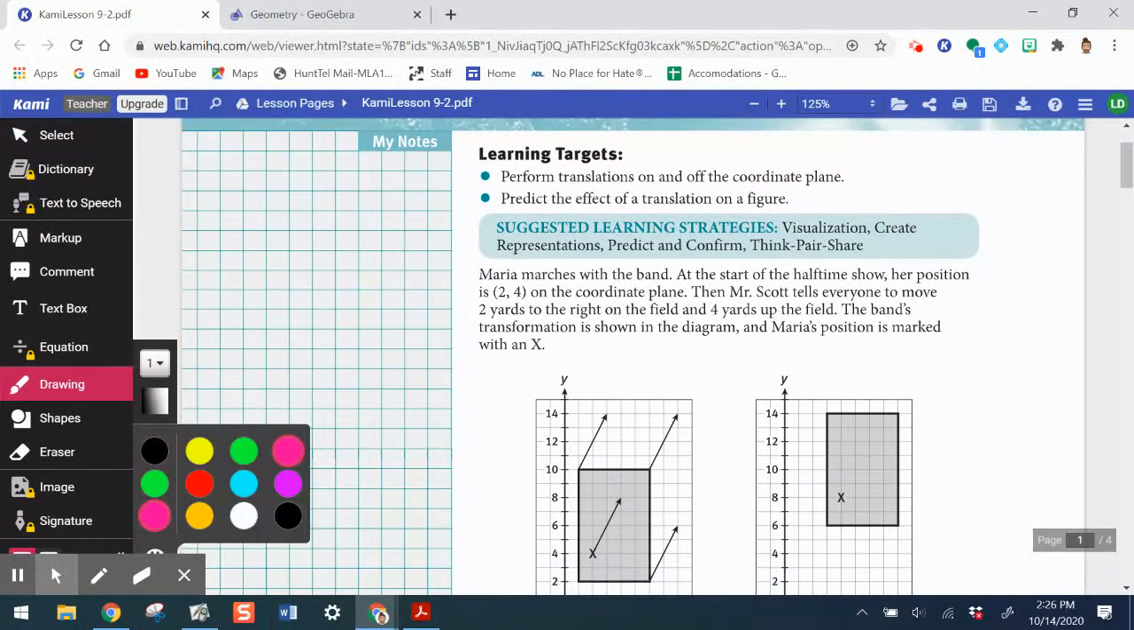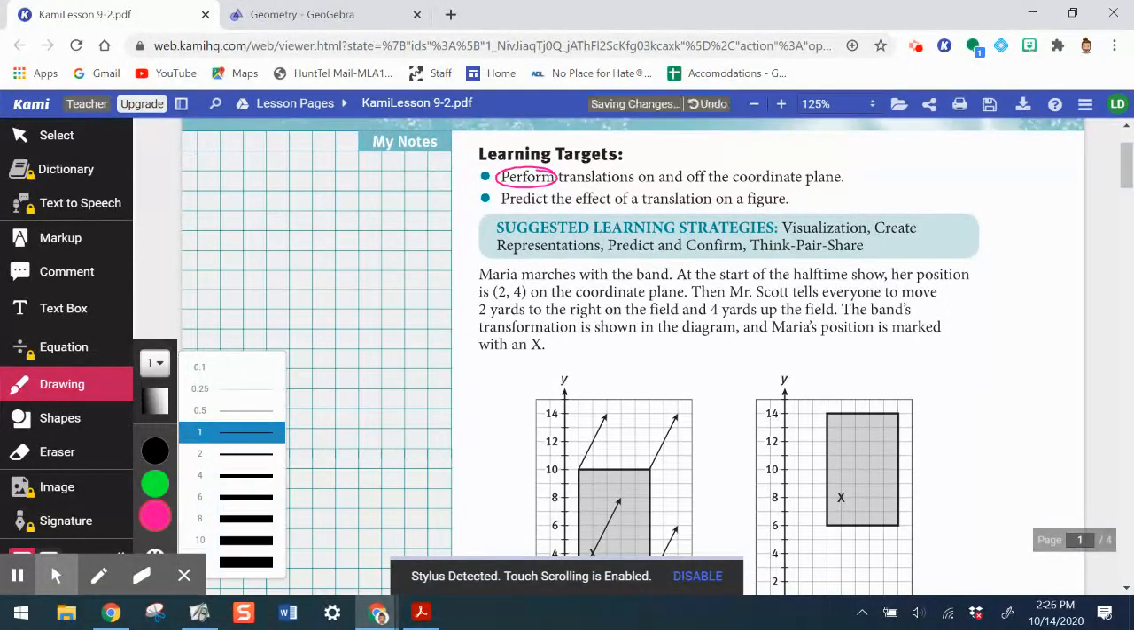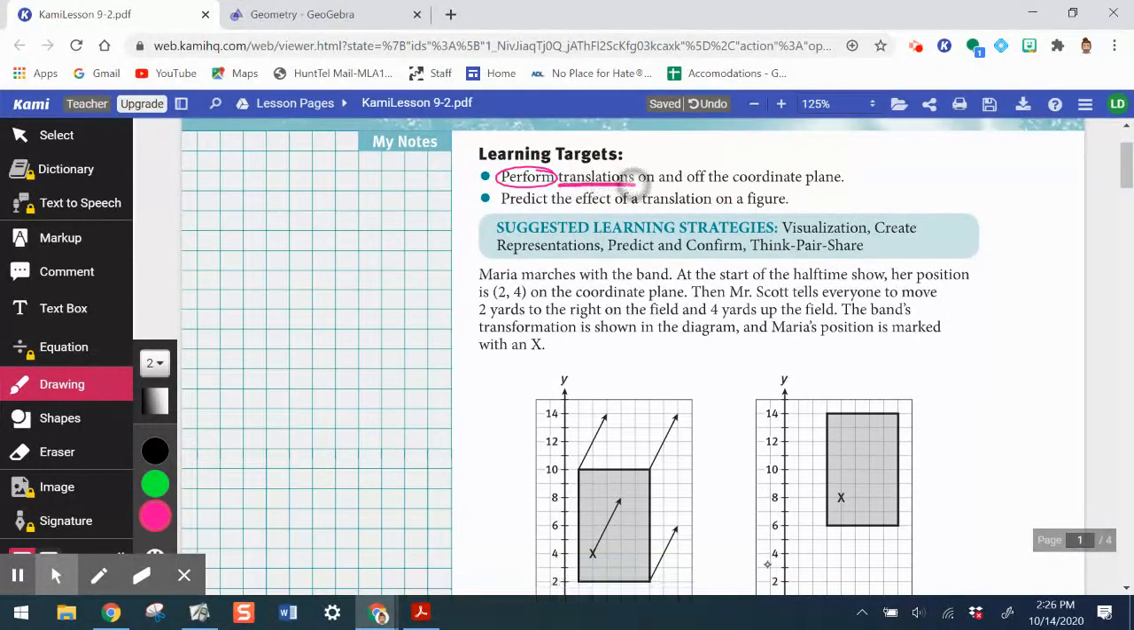We're going to annotate those. We are going to circle our skill words. So our skill word is perform. We are going to perform translations on and off the coordinate plane. Then we are going to predict the effect of a translation on a figure. So we're going to perform a translation first on the coordinate plane, kind of see what's happening, and then look at what happens to it when it's off the coordinate plane.